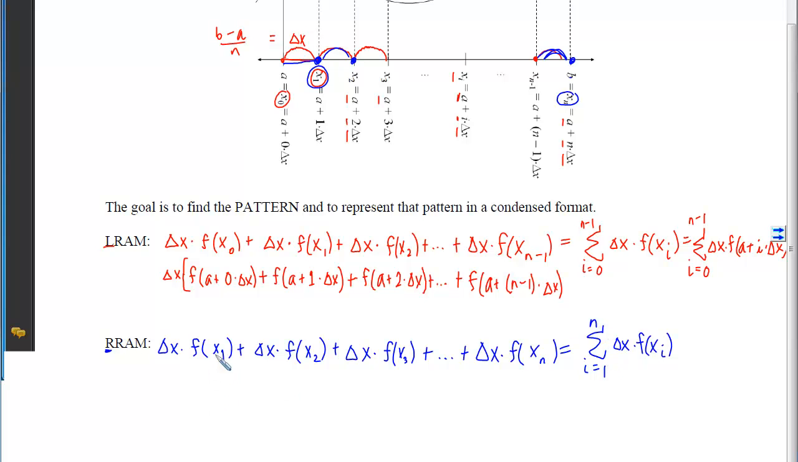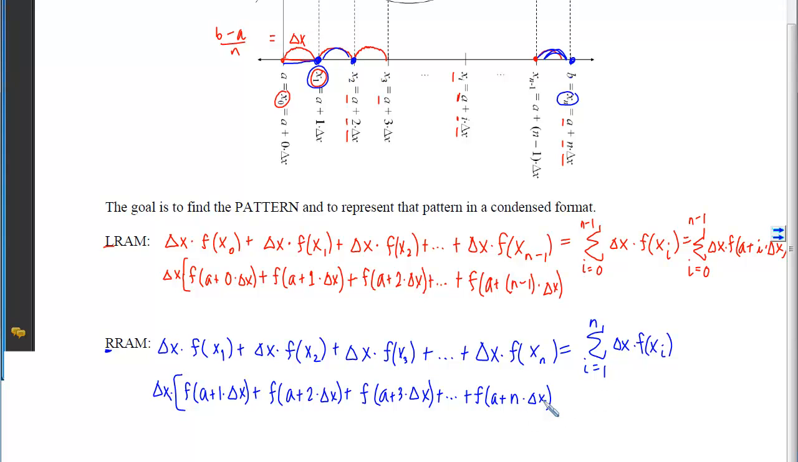And again, if we want to replace these subscripts with actual x values, then I'll have delta x, and again, I'll factor that out so I don't have to keep writing it. And I'll have f of x sub 1, which is a plus 1 of those delta x's, plus f of x sub 2, which is a plus 2 of those delta x's, plus f of a plus 3 of those delta x's. And I continue the pattern until I have f of a plus n of those delta x's.